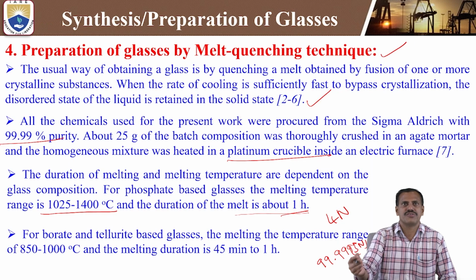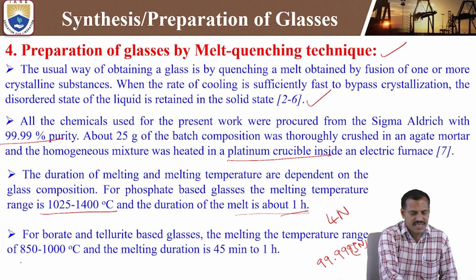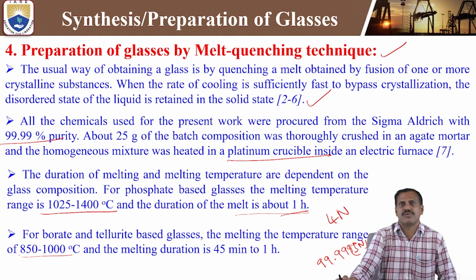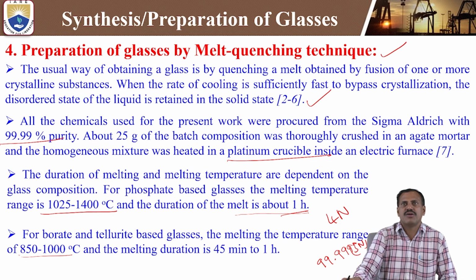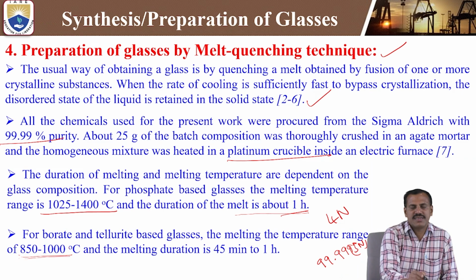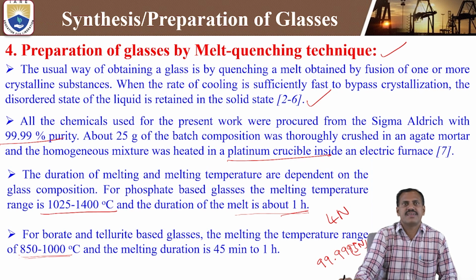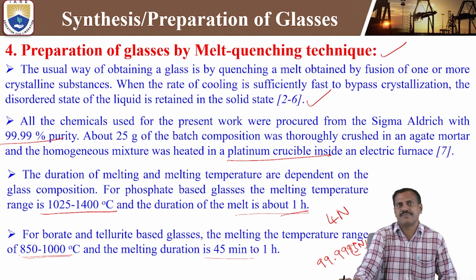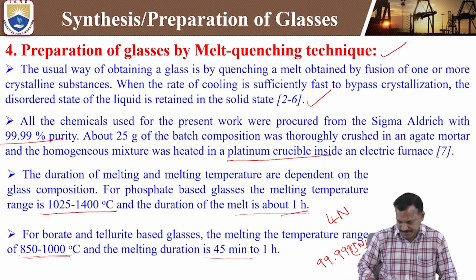After 1 hour, we can pour it. For borate and tellurate based glasses, the melting temperature range should be 850 to 1000 degrees centigrade. In the case of borate and tellurate glasses, it takes a low melting temperature compared to phosphate and silicate glasses, in the order of 850 to 1000 degrees centigrade, and the melting duration is 45 minutes to 1 hour only. So with this method, the melt quenching technique, we can prepare different kinds of glasses doped with rare earth ions or transition metal ions.